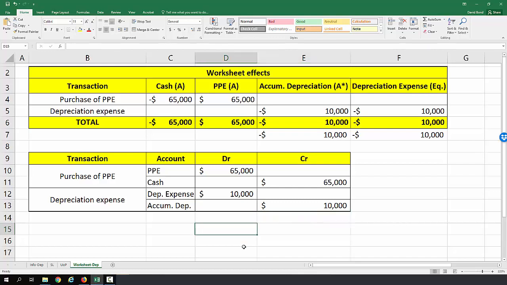And that is looking at how to calculate straight line depreciation, units of production depreciation, the worksheet effects, and the journal entries.